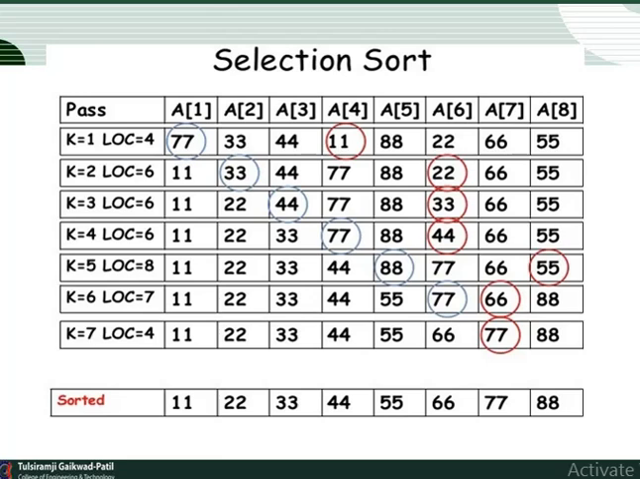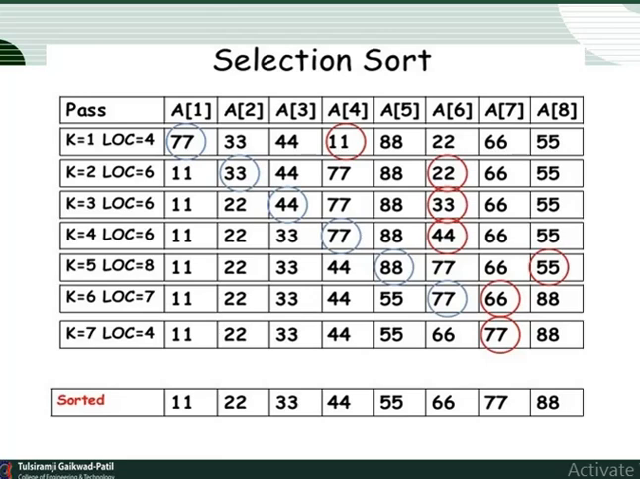Now there is no need to swap or disturb the position of the element 11. Now the second smallest element in the list is 22. We select that element and swap it with the second position value, that is 33. 22 will be at 33's position and 33 will be at 22's position. Now the list will become like this: 11, 22, 44, 77, 88, 33, 66 and 55.